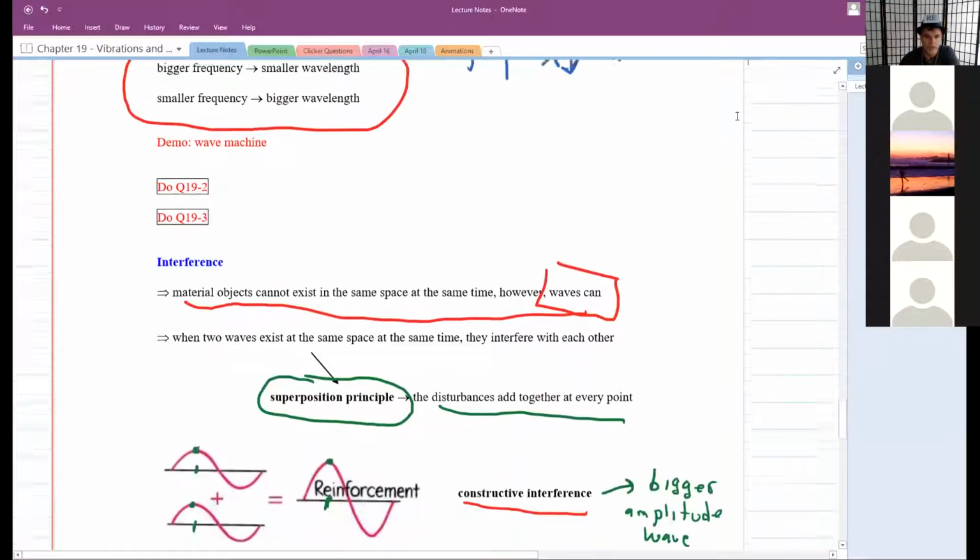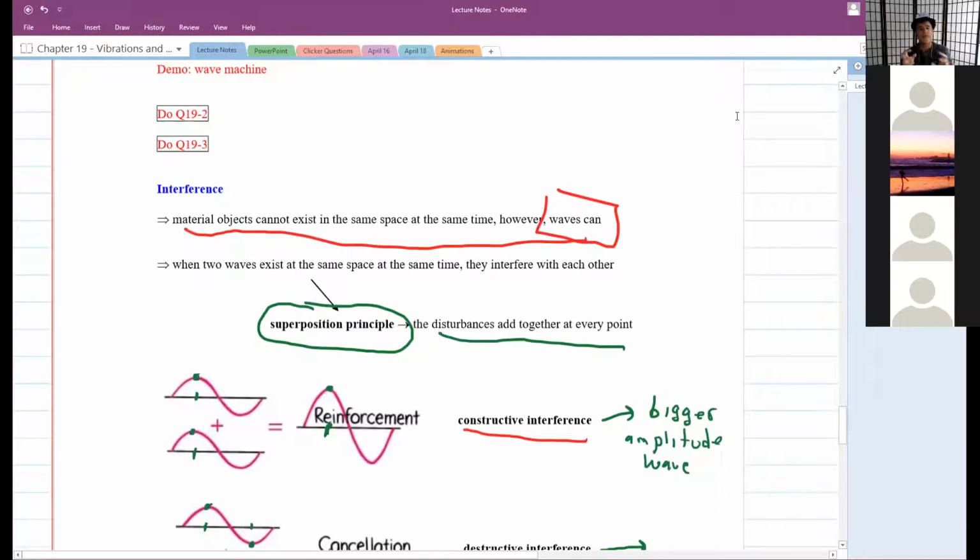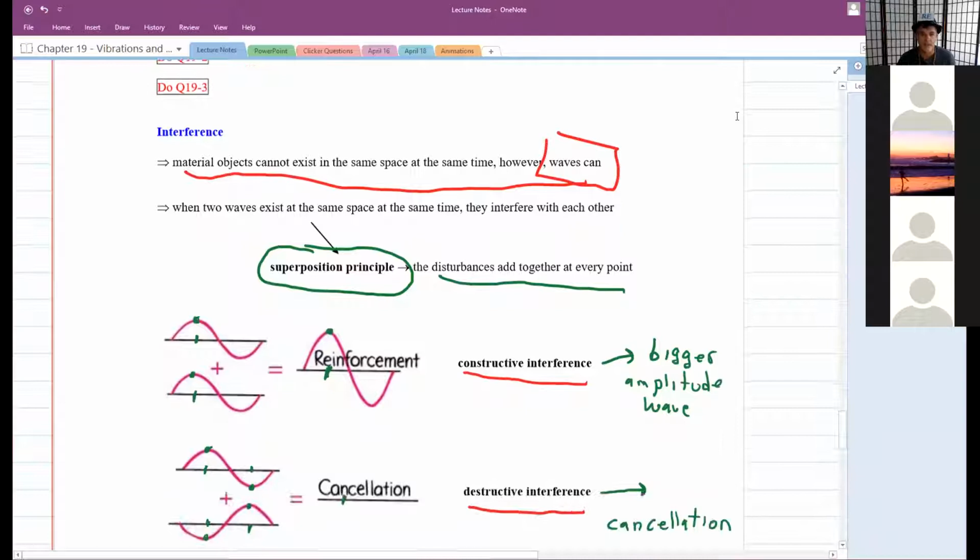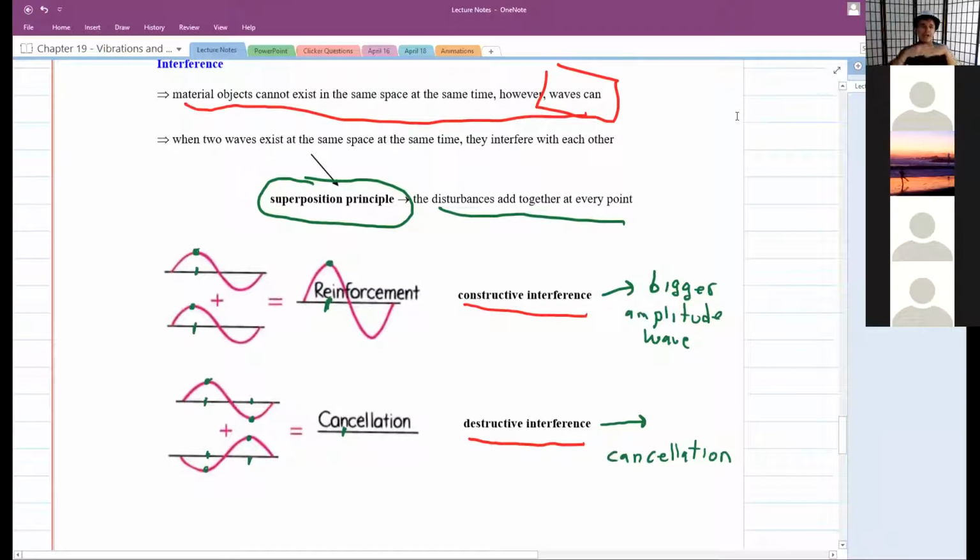Last thing we talked about was that, unlike physical objects, waves can exist at the same place at the same time. When they do, they undergo something called interference. And basically what you end up doing is you just add the two waves together at every single point. So if I could imagine these two waves existing at the same point in space at the same time, there's no easy way to draw it.